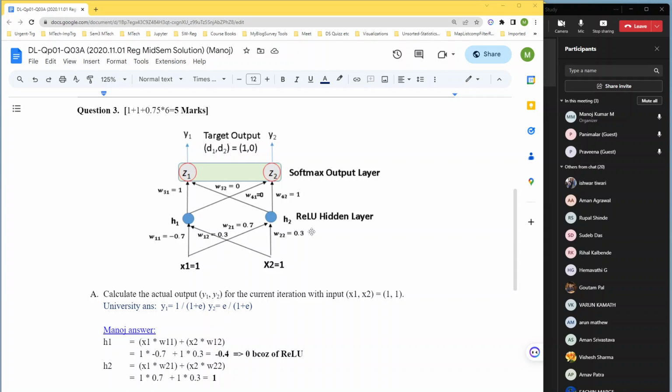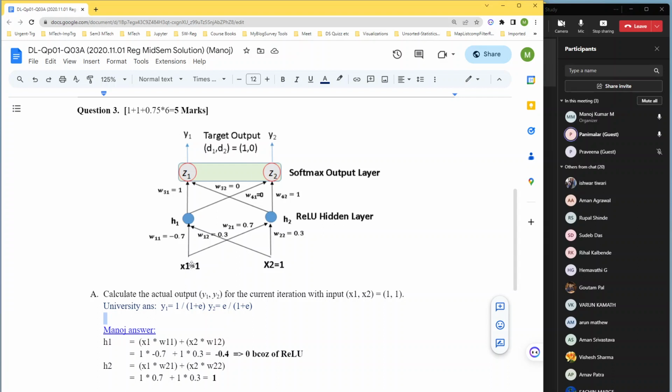Now this is question number 3, and it has two sub-questions. This is the A part, and there are two inputs to this system. This is the first hidden layer, and this is the second hidden layer, and there is a target output. Sorry, this is the actual output, and the target output is given.